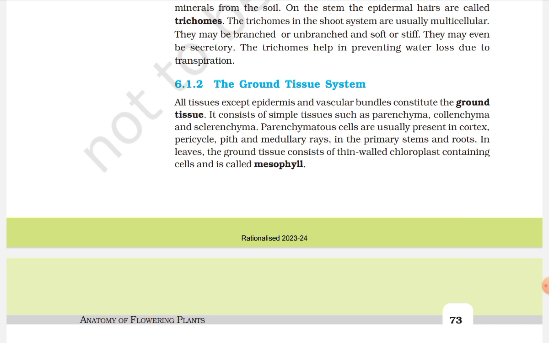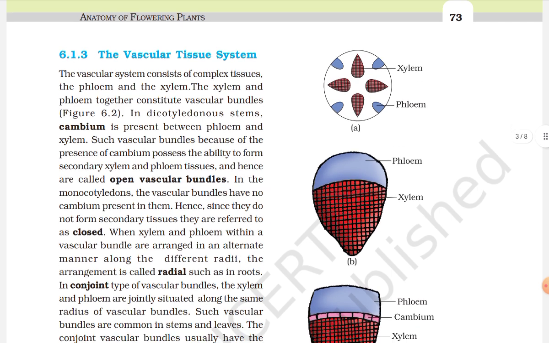The ground tissue system. All tissues except epidermis and the vascular bundles constitute the ground tissue system. It consists of simple tissues such as parenchyma, collenchyma, and sclerenchyma. Parenchymatous cells are usually present in cortex, pericycle, pith, and medullary rays. In the primary stem and root, the leaves, the ground tissue consists of thin-walled chloroplast-containing cells and is called mesophyll.